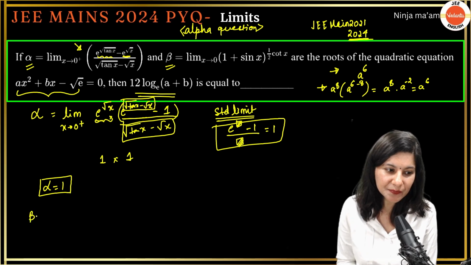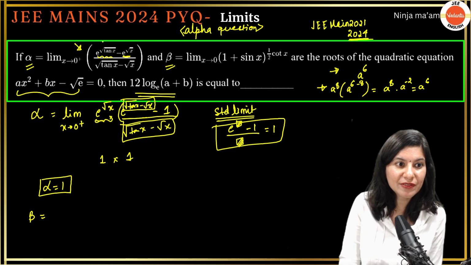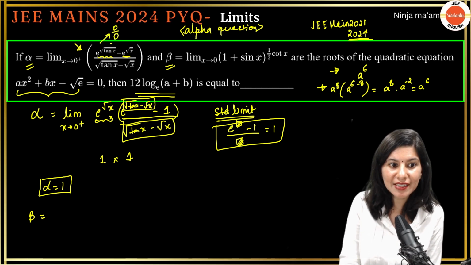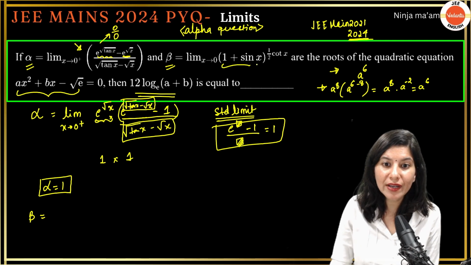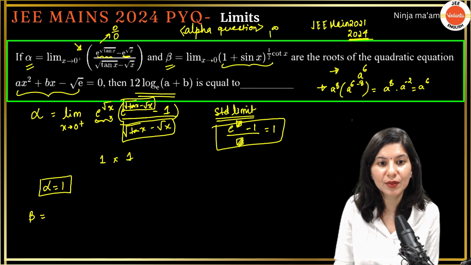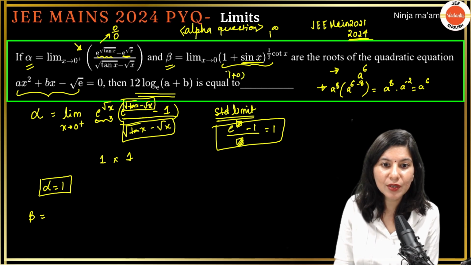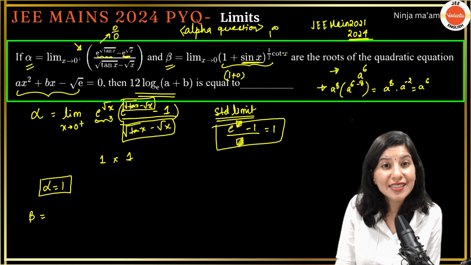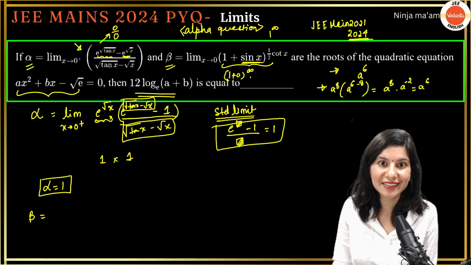Now what about beta? I always say always check the form of the limit. This limit was 0 by 0, that's why we applied this technique. This limit is 1 raised to power infinity. Can you check it out? x tends to 0. If you put 0, this will be gone. So 1 plus 0 raised to power 1 by cot 0. Cot 0 is what? 1 upon 0. That is infinity, right?